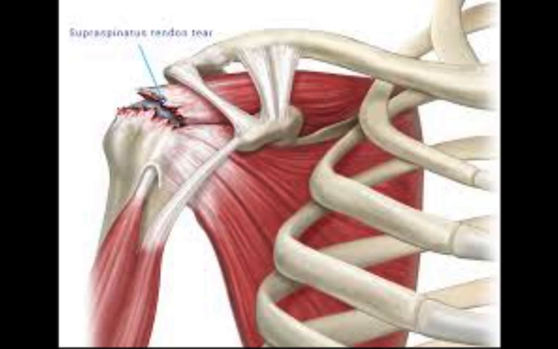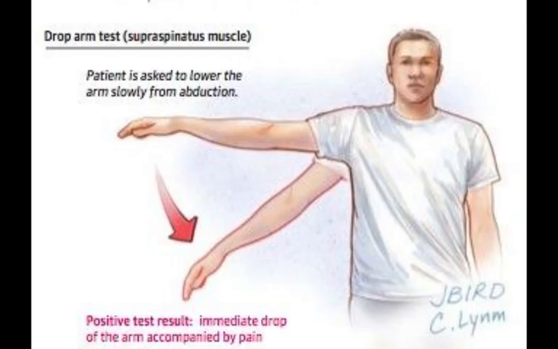Supraspinatus is involved in initiation of abduction of the arm, while infraspinatus and teres minor cause external rotation. Subscapularis is involved in internal rotation. Partial tear of supraspinatus causes difficulty in initiation of abduction, while complete tear can cause a positive drop arm sign.